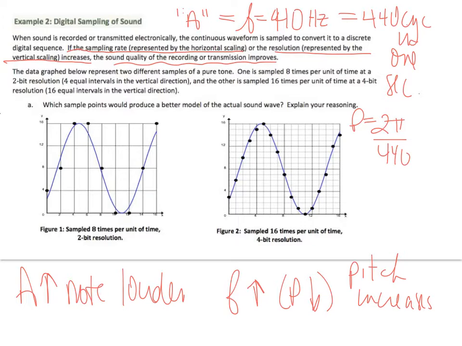First question, which sample points would produce a better model of the actual sound waves? Explain your reasoning. You're actually going to get a better model with figure 2 because you sampled it 16 times, which gave us a better sinusoidal function. The curve fits very accurately with the 16-point sampling. The 8-point sampling, not as much. We've got a point out here hanging out, and 2 that are right on the 0 axis, which isn't very accurate. So graph 2 does.